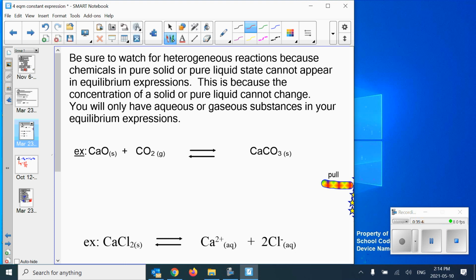Same with pure liquids. So here's what you need to write down: only have aqueous or gaseous substances in the equilibrium expression, and leave out pure liquids or pure solids.